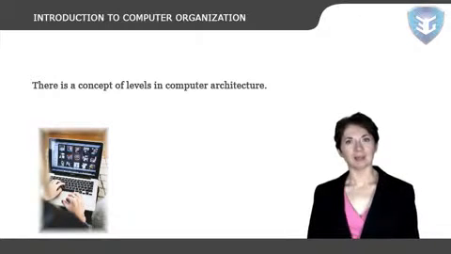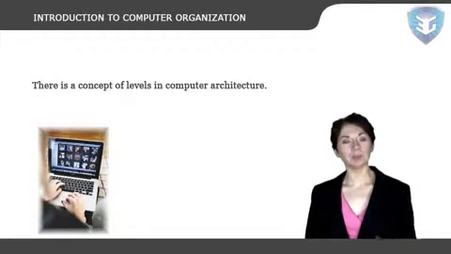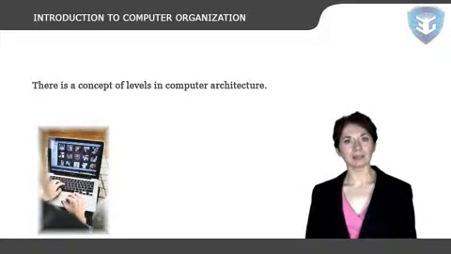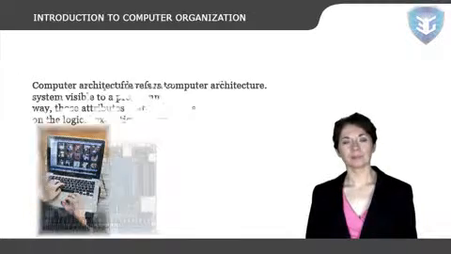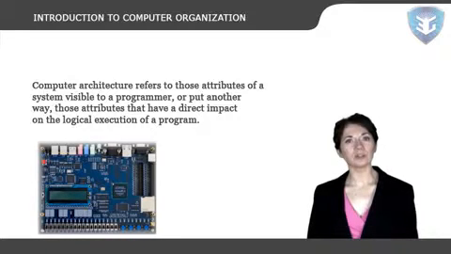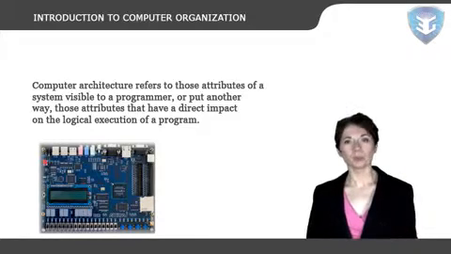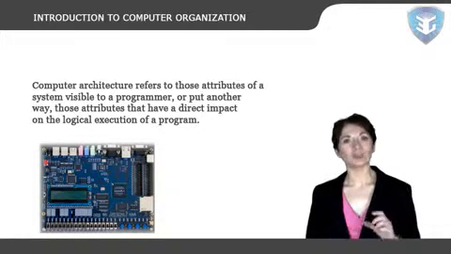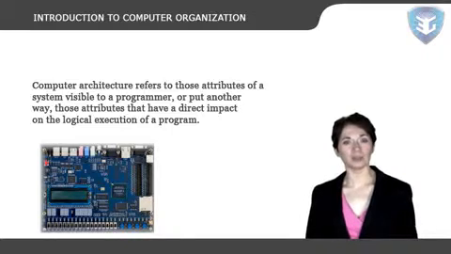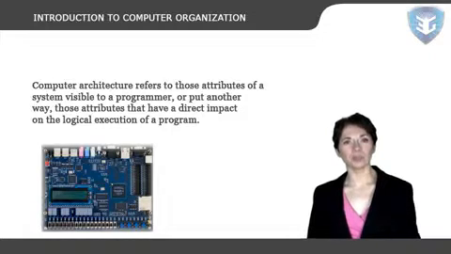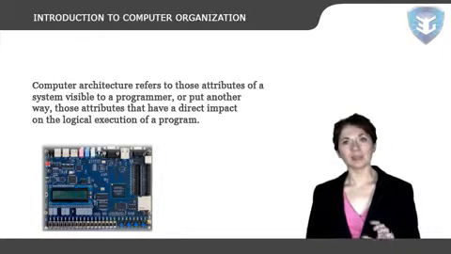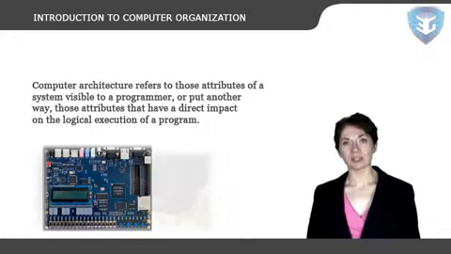There is a concept of levels in computer architecture. The basic idea is that there are many levels at which a computer can be considered, from the highest level, where the user is running programs, to the lowest level, consisting of transistors and wires. Computer architecture refers to those attributes of a system visible to a programmer, or put another way, those attributes that have a direct impact on the logical execution of a program. Computer organization refers to the operational units and their interconnection that realize the architecture specification.